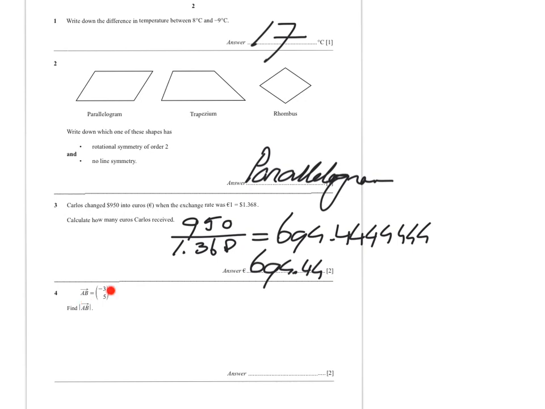Moving on, a vector AB, minus 3, 5, so 3 to the left, 5 up. Find, and then in those vertical lines it means the magnitude of that vector. Now find, show all relevant workings.